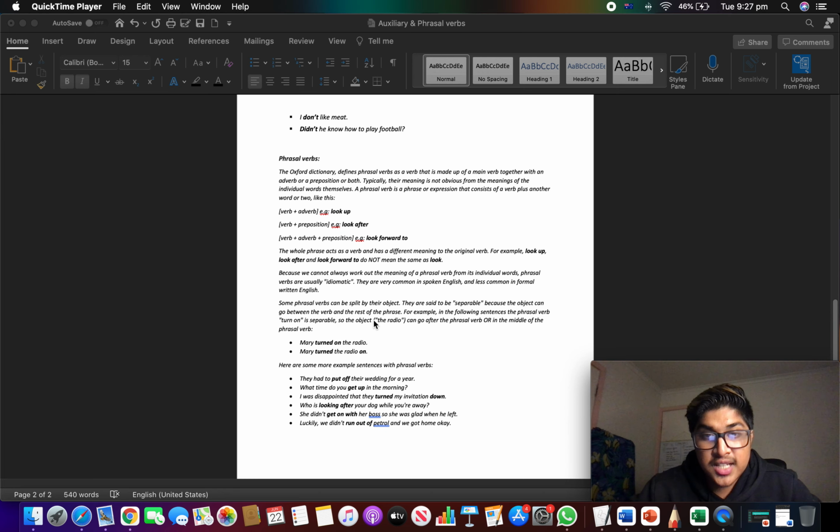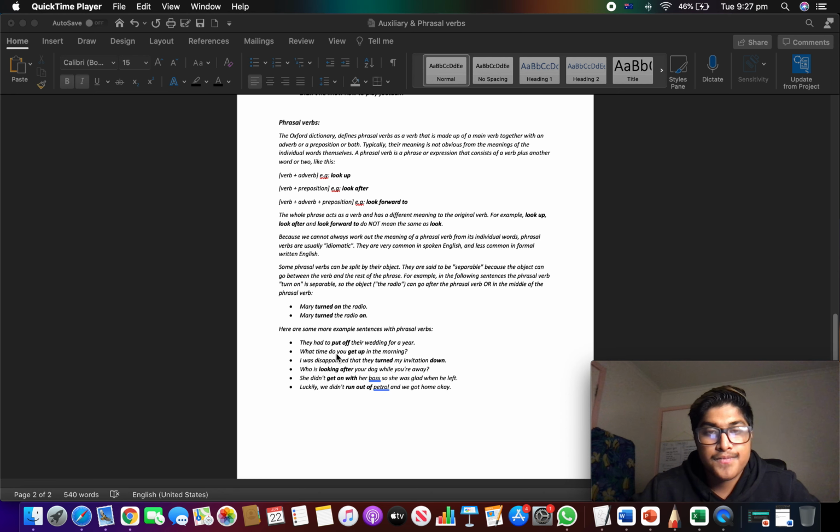Some phrasal verbs can be split by the object. They are said to be separable because the object can go between the verb and the rest of the phrase. For example, in the following sentences, the phrasal verb turn on is separable. So the object, the radio, can go after the phrasal verb or in the middle of the phrasal verb. Mary turned on the radio. Mary turned the radio on.